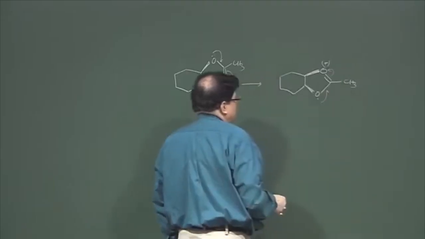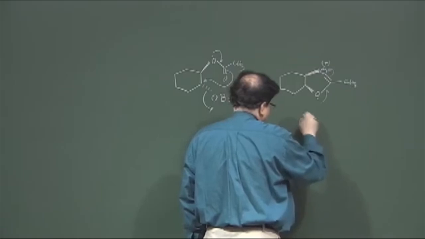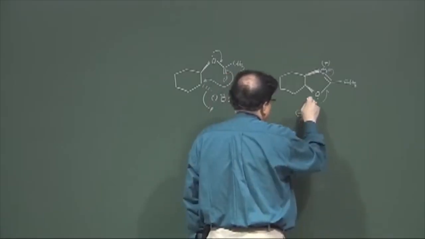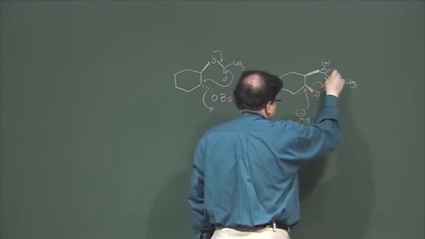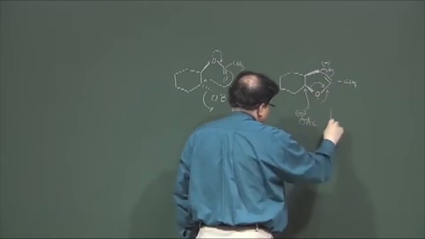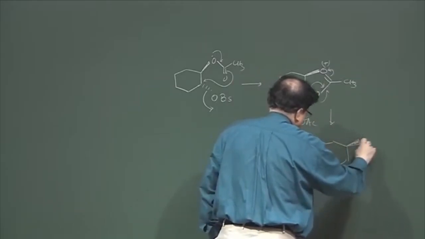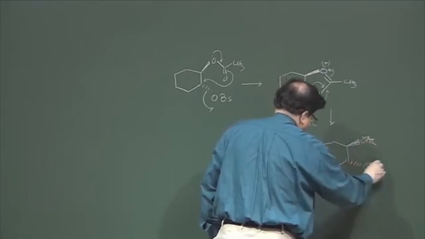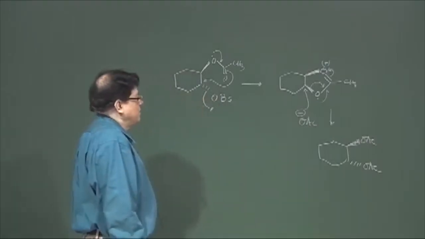Now, what happens? The acetate, the OAc minus, will come from the back side, and this opens up like this. So, you get the retention of acetate here, and this OAc comes from the alpha side. Okay. So, that is the mechanism of the reaction.